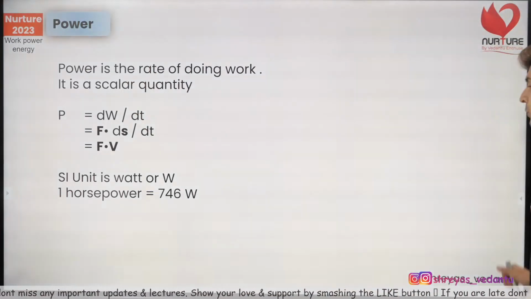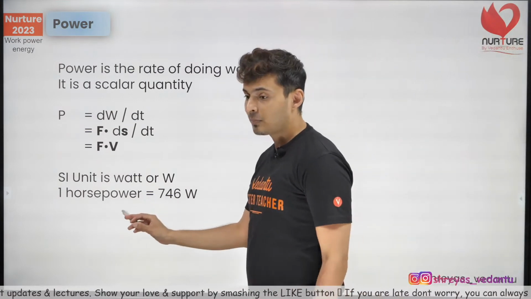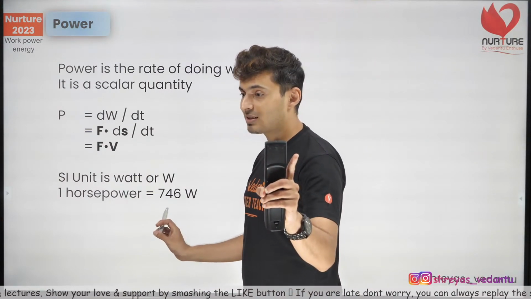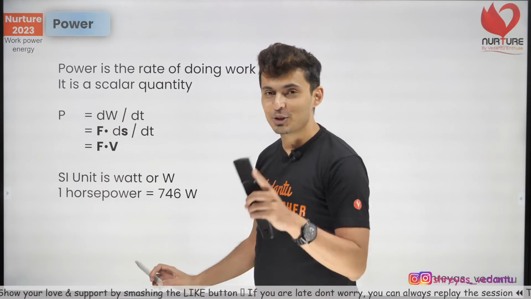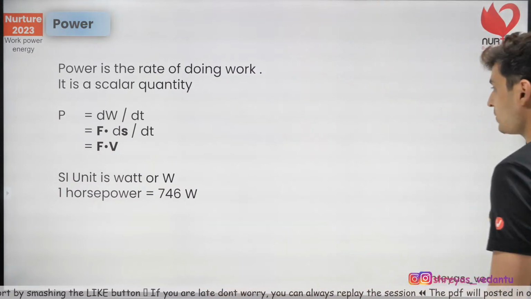Let's get moving to the next thing. But before that, 1 horsepower. 1 horsepower is 746 watts. This is another unit which you should know. So 1 horsepower is 746 watts.